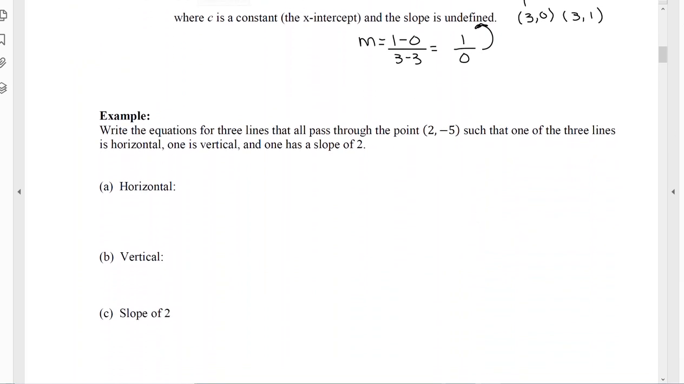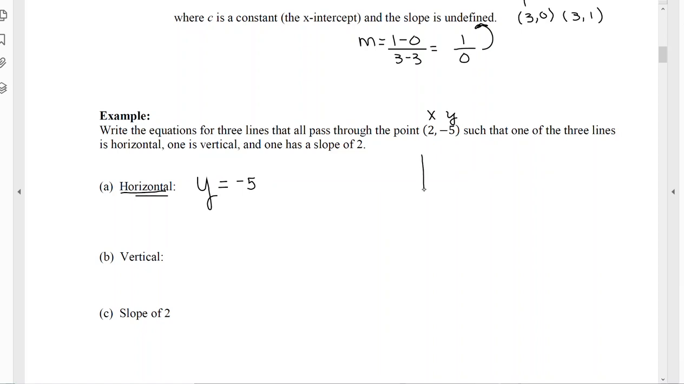So for this example, we want to write an equation through this particular point satisfying these 3 different conditions. So we're going to come up with 3 lines, one that's horizontal, one that's vertical, and one that has a slope of 2. One way to do that is to, again, identify this is the point (x, y), (2, negative 5). And we said for a horizontal line, all horizontal lines start out with y equals, and then the y value of that point is negative 5.